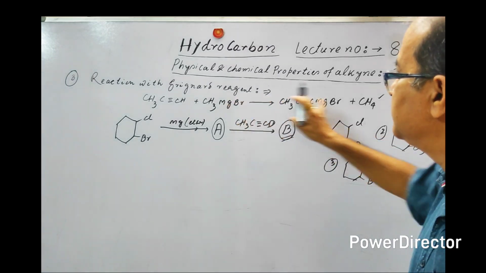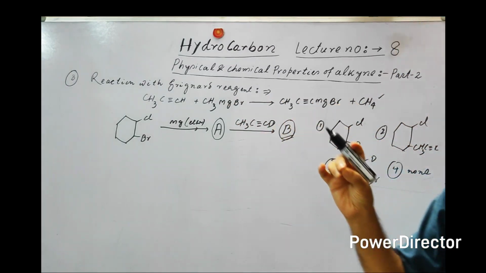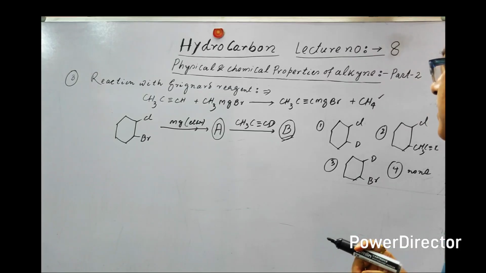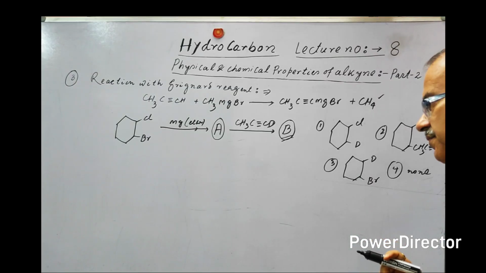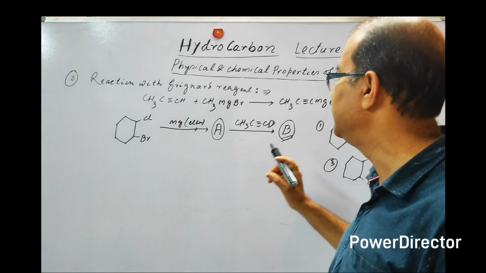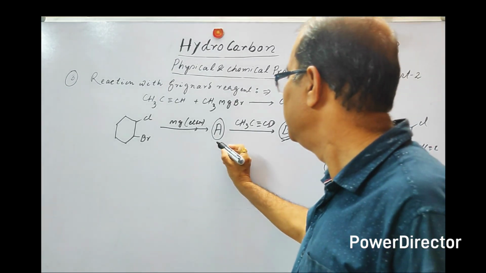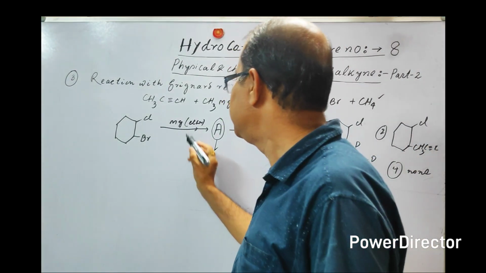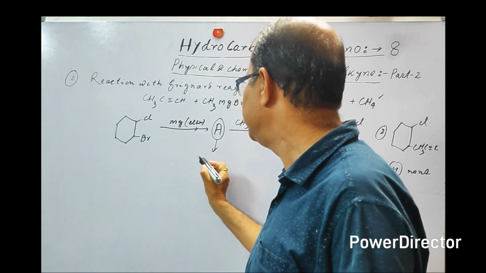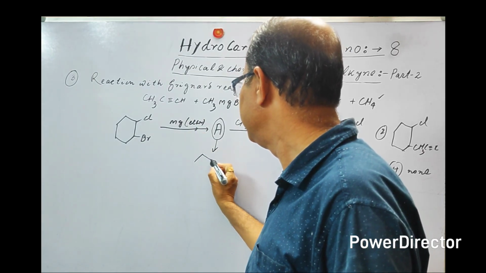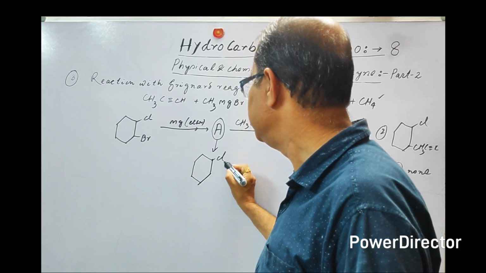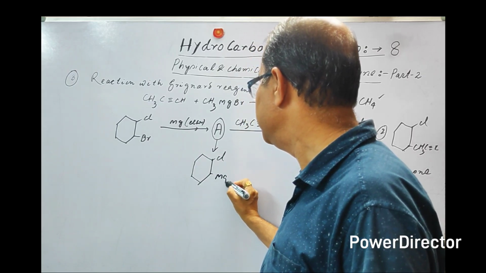If you understand this reaction, you can solve it in a fraction of a second. Try yourself and say what will be the product. So the first one that we see, this Mg will react with this Br, so it is going to produce this ClMgBr.